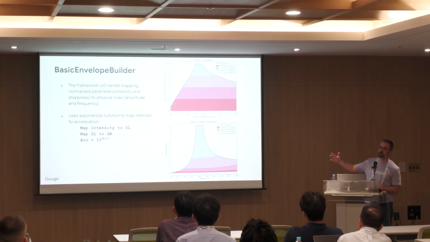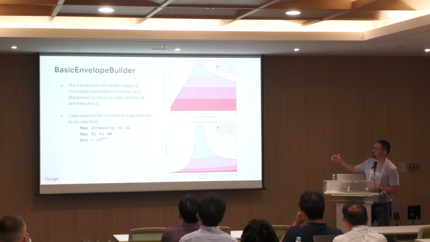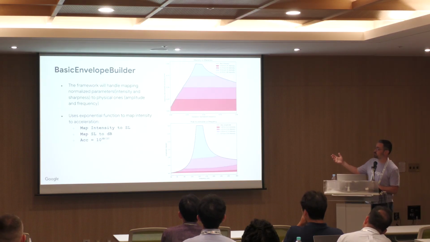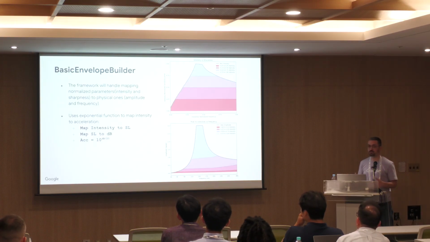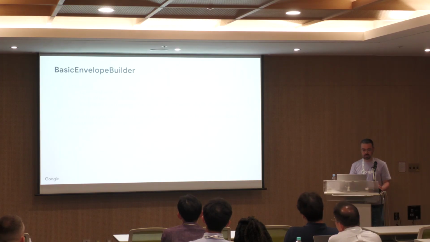So you don't really need to worry about how to do this. We do this for you. The framework actually does all of this work. We have a way to convert these intensities into sensation levels and decibels and come up with the acceleration that we need. It is there just to show you how it ends up looking. But again, the reason behind the basic envelope builder is that developers don't need to work with this. They could just use it as is and expect it to work every time.